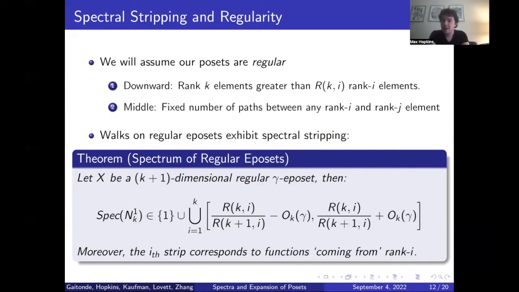And moreover, these eigenstrips correspond combinatorially. The ith strip corresponds to functions that come from rank i in some sense. So basically these are functions that are lifted from the ith rank of the complex up to level k. The details don't matter quite so much, but these are functions that come from level i. And moreover, the approximate eigenvalues within each of these strips are exactly characterized by the regularity of the complex. I'll say something about this in a little more detail in just a second.